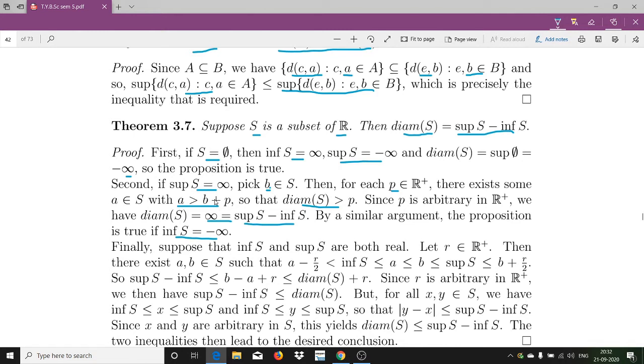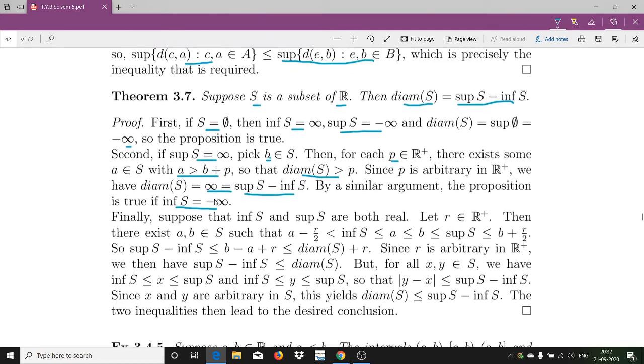Now will it be equal to the supremum of S minus the infimum of S? I don't know, we don't know what the supremum of S is, but that doesn't matter. What will be minus the infimum of S? The infimum of S is minus infinity, so minus of minus infinity will be plus infinity, and it added to anything will be plus infinity only. So in that case also, the diameter of S will be equal to the supremum of S minus the infimum of S. So that proves it in that case.